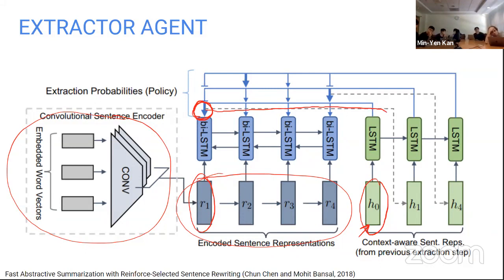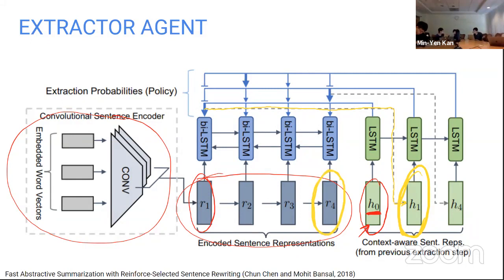So this dotted arrow is saying the previous sentence that was extracted was H0. So at the next time step, at time step H1, I'm going to take that sentence which I extracted and made at H0, feed it into the LSTM, along with the attention over all the sentences in the blue, and create H1. H1 is actually an encoding of R4.